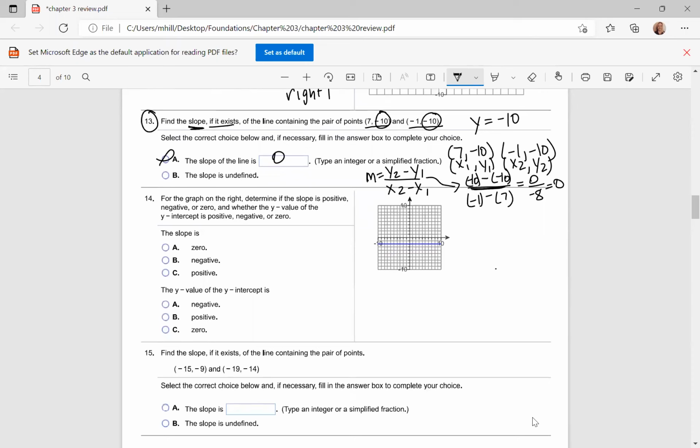Okay. Number 14 says, for the graph on the right, determine if the slope is positive, negative, or 0. So it looks like this is just a graph of a line. If you want to jot it down real quick, it's going through this -2 right here. It's a horizontal line, so the slope is going to be 0. The y-intercept is 0, -2, so that's going to be negative.